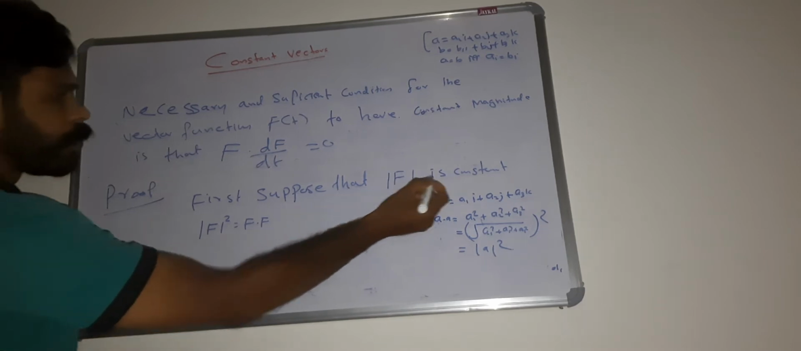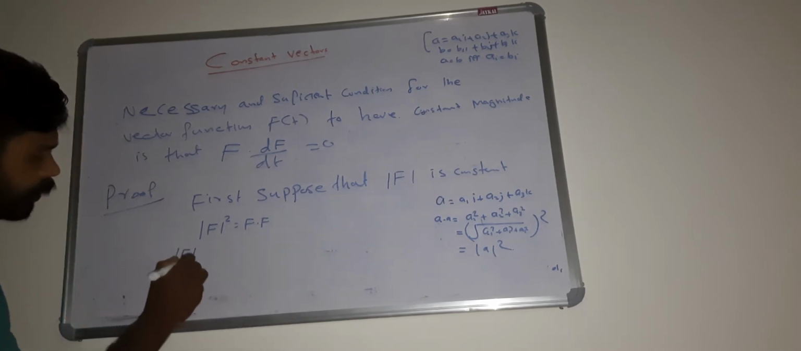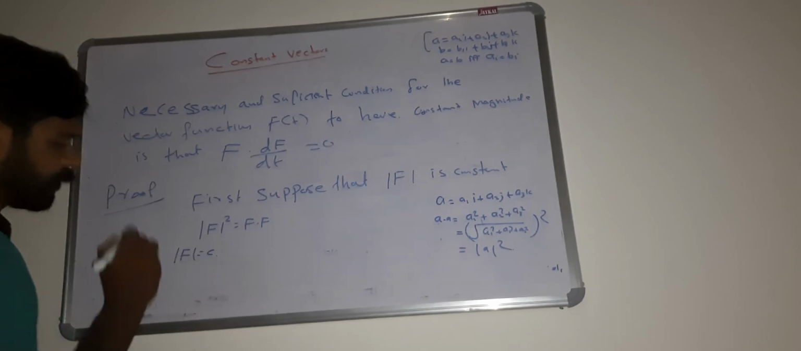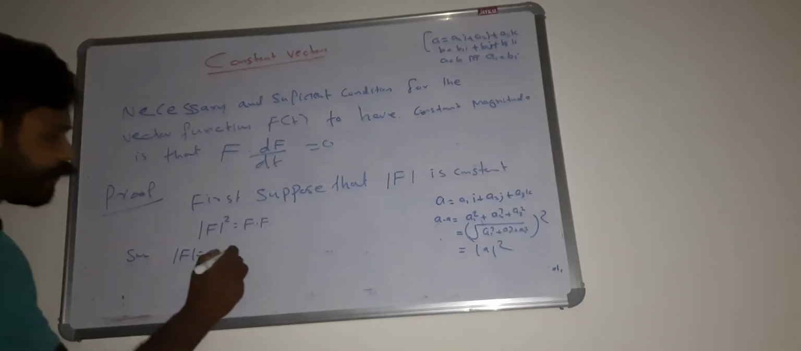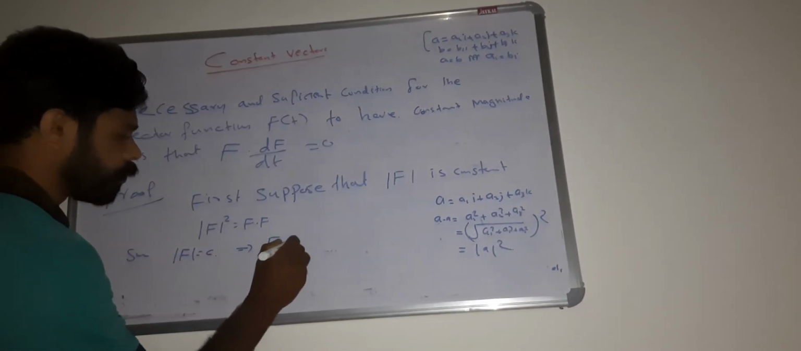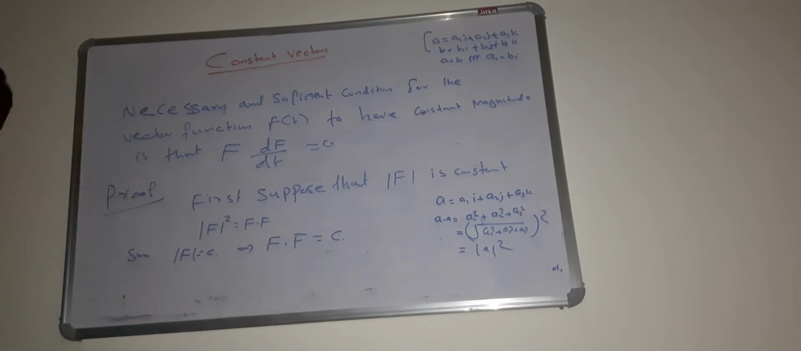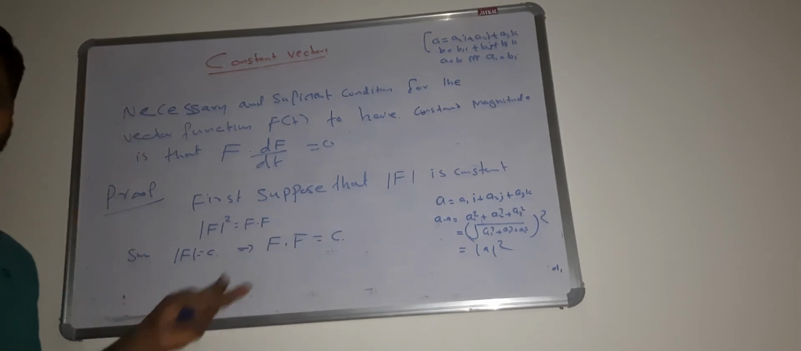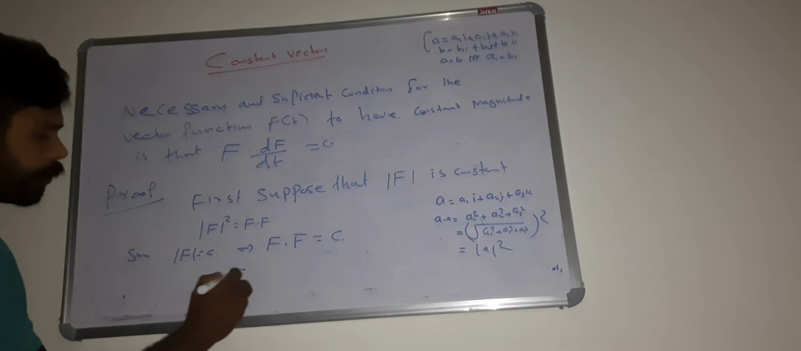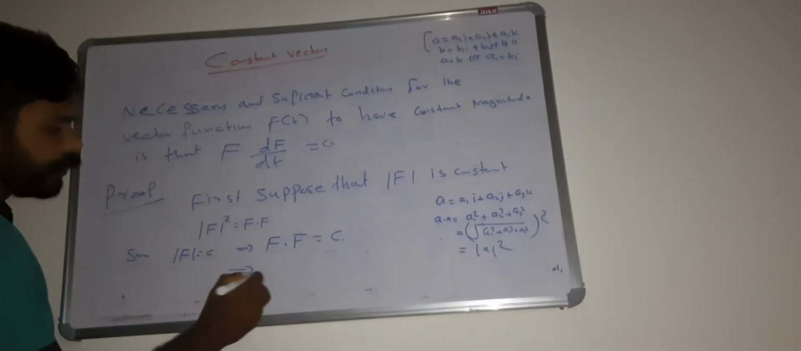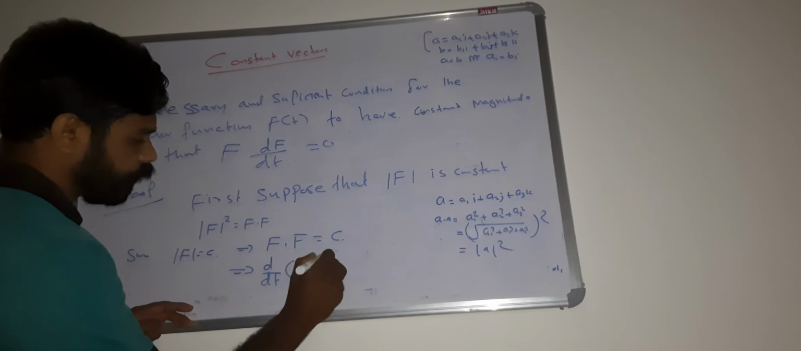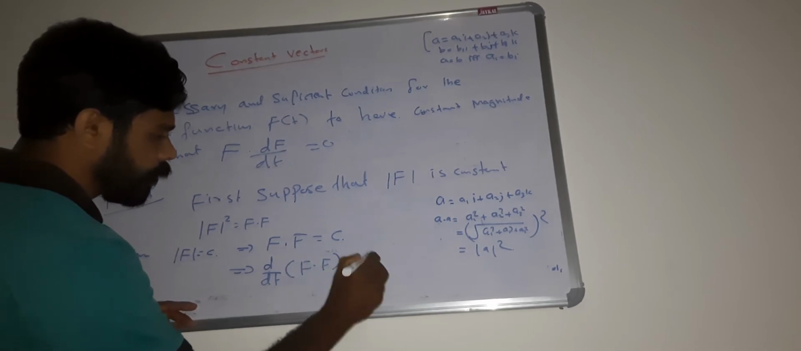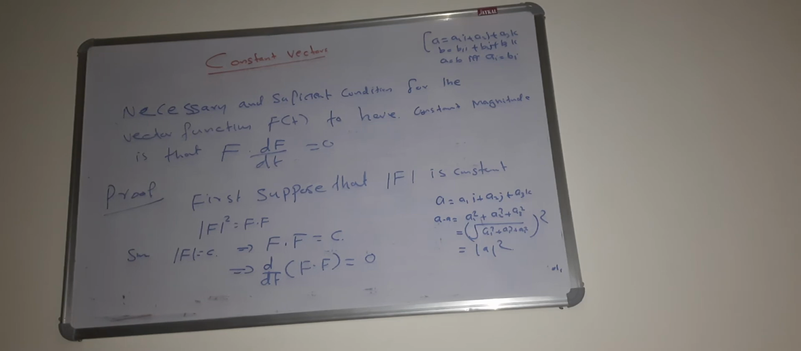Given that mod f is constant, f dot f is a constant. The dot product is real. Then the derivative d by dt of f dot f equals the derivative of a constant, which is 0.